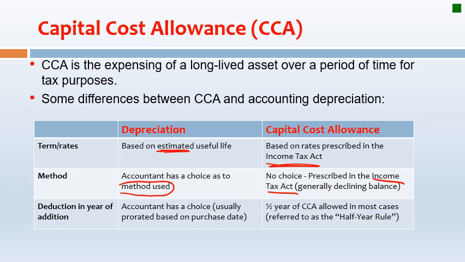Now, what about the deduction in the year a capital asset is actually purchased? For accounting purposes, the accountant has a choice, and they generally choose to prorate the amount of amortization that's taken in a year based on whenever they purchased it, which makes sense. Now, for CCA, irrespective of when the asset was purchased, a deduction equivalent to half of the annual deduction that you would otherwise calculate is almost always taken. This attempts to account for the idea that assets are likely purchased throughout the year on average. This is generally referred to as something called the half-year rule, and we'll talk more about it later on in the video.